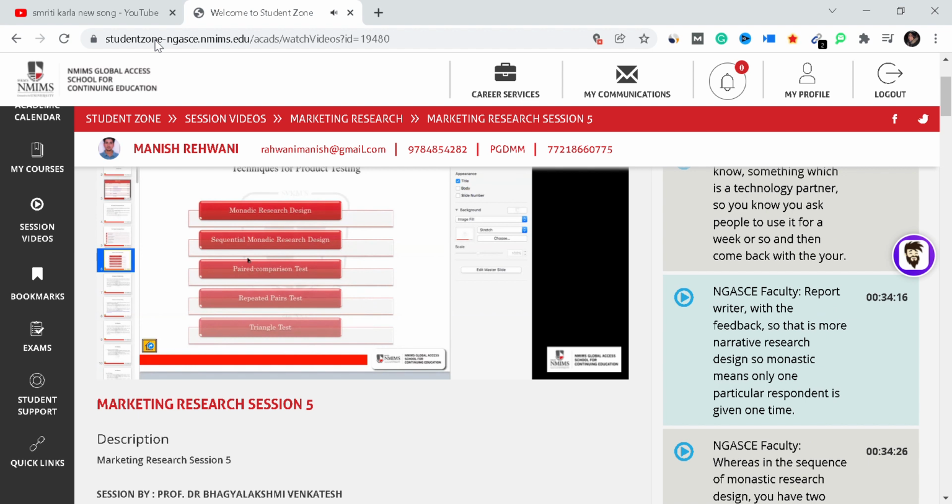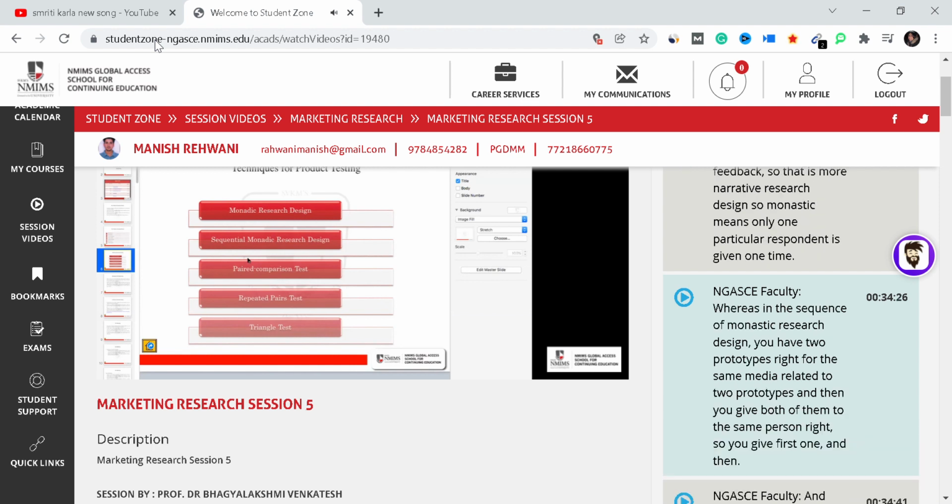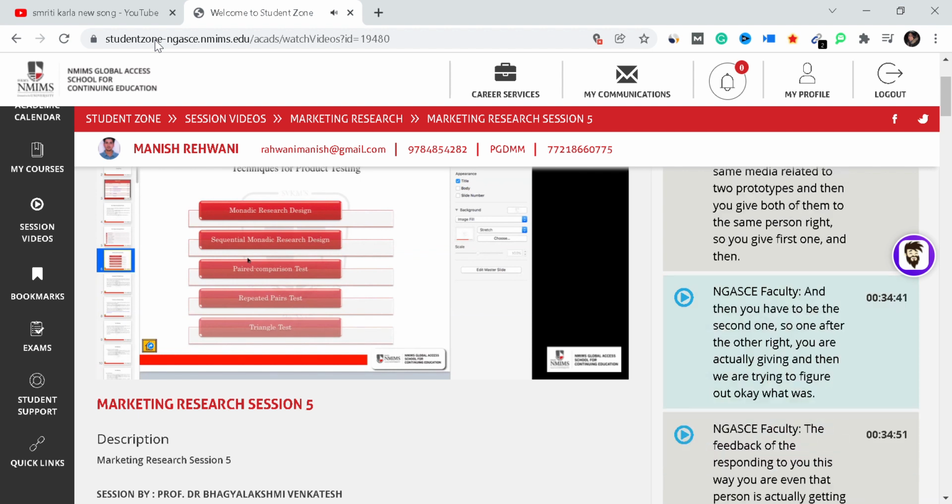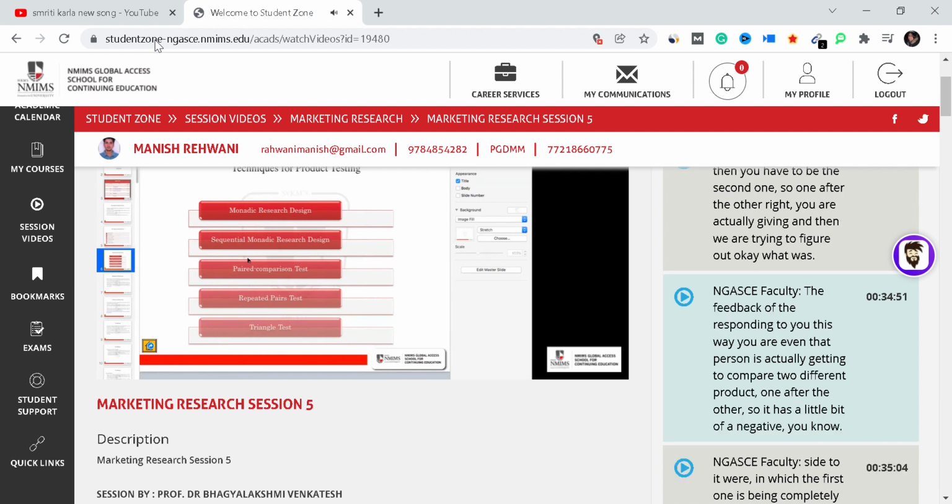Whereas in the sequential monadic research design, you have two prototypes for the same need. You have created two prototypes, and then you give both of them to the same person, right? You give the first one, and that person uses it, and then you give the second one. So one after the other, you are giving, and then you try to figure out what the feedback of the respondent is. This way, that person gets to compare two different products, one after the other.